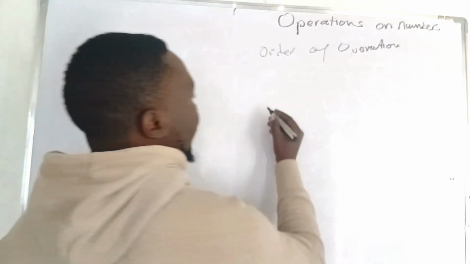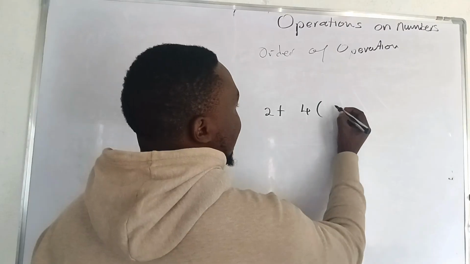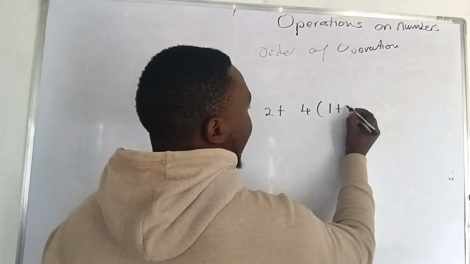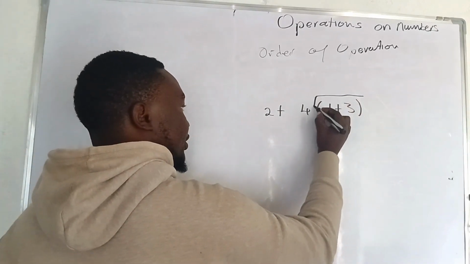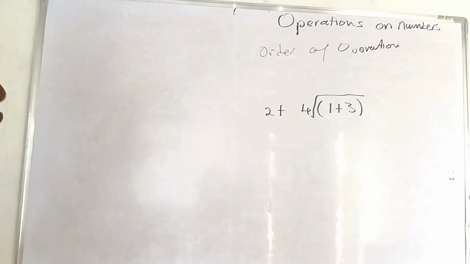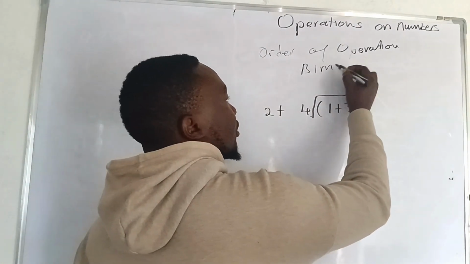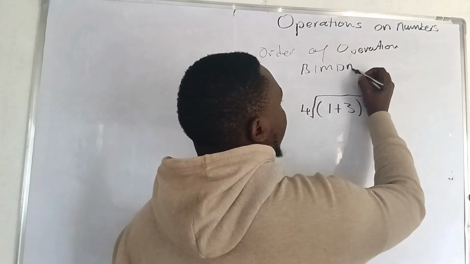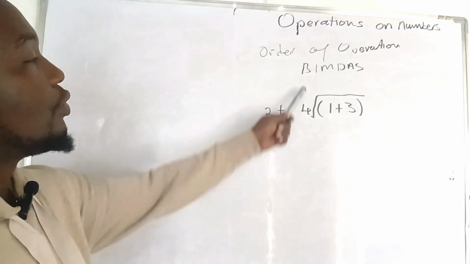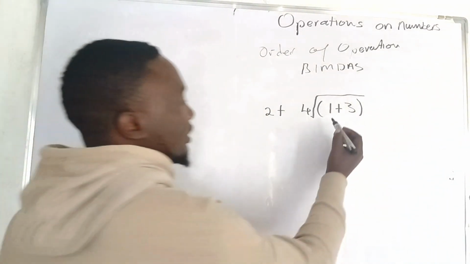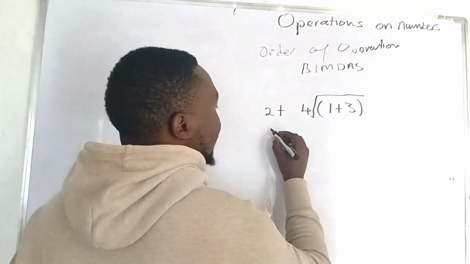Let's say, for example, you are given 2 plus 4 brackets 1 plus 3, and you are given a square root sign. Remember our formula? Firstly, you look for brackets. If there are brackets, you are going to perform the operation inside the brackets first.